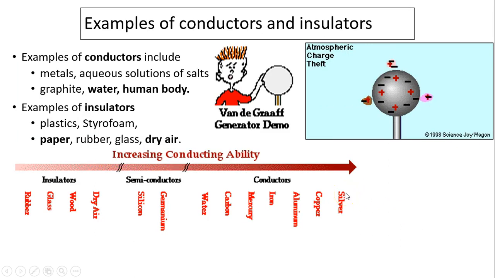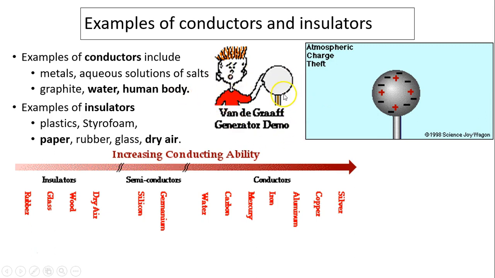So let's take a look at examples of conductors and insulators. Some materials are conductors. The common ones are metals. We know the wires are made of copper, which is a metal. Aqueous solutions of salts, graphite, water are conductors, and so is the human body.